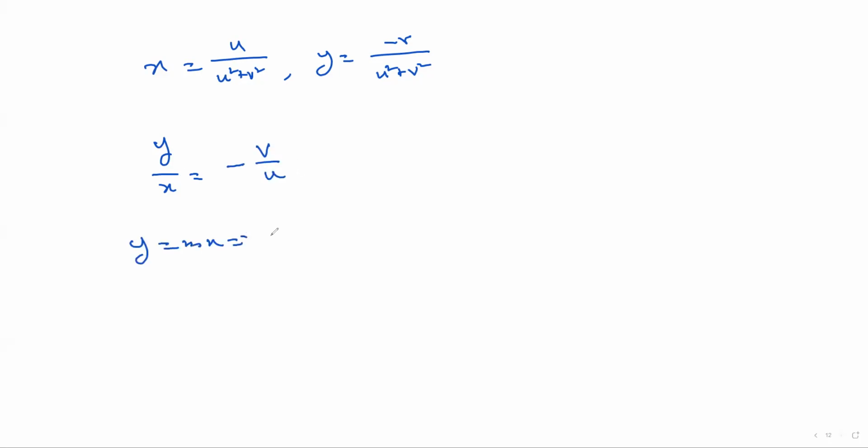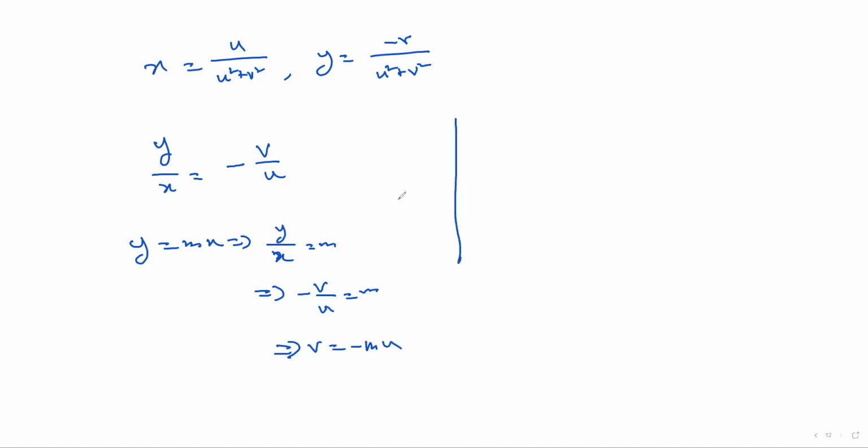you have x equals u by u square plus v square, y equals minus v by u square plus v square. Now, just for solving the y equals mx problem, just divide y by x here. Then you'd get minus v by u. For y equals mx, it actually means y by x equals m, which means minus v by u equals m, which means v equals minus mu.